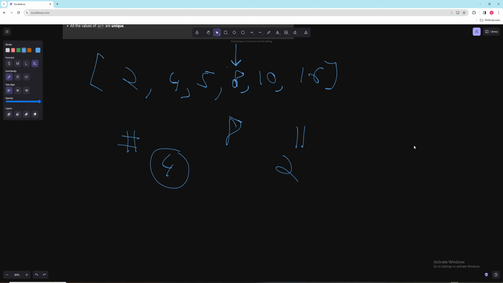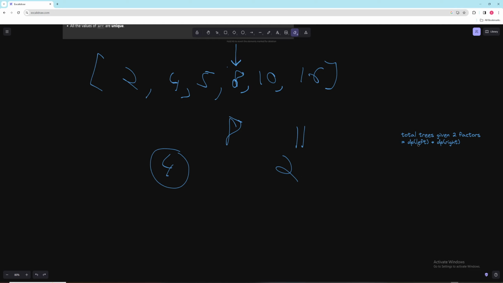So it's however many trees you can make with the left times the right. We can write that down. So total trees given two factors equals, and we're going to use dp here, dp of left times dp of right. Because it's just a combinations problem, right? If you can have 10 different ways of making a tree here and 10 different ways of making a tree here, how many total trees can you have? You can have 100, because for each one of these, you can have 10 here, and there's 10 times 10. So for every factor, this is going to be the case.